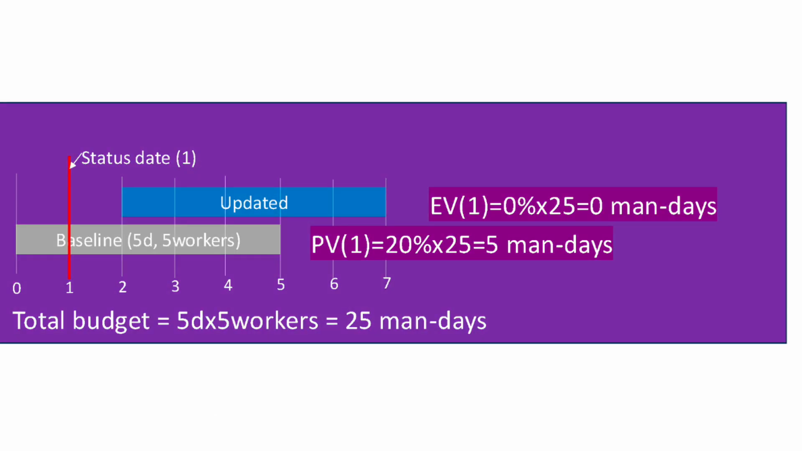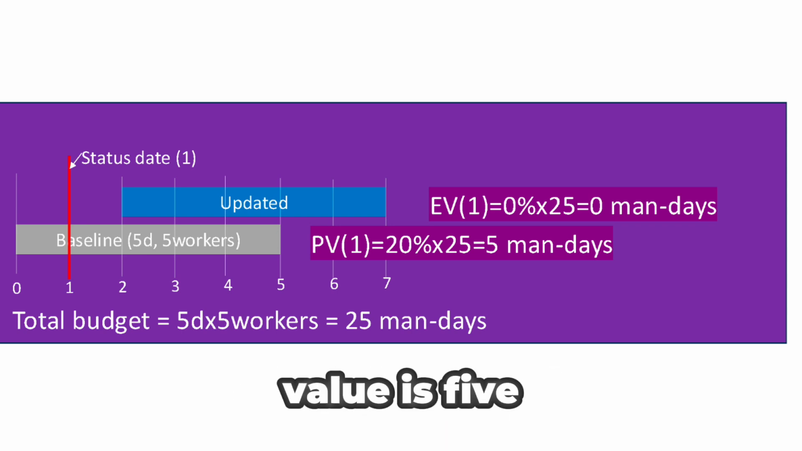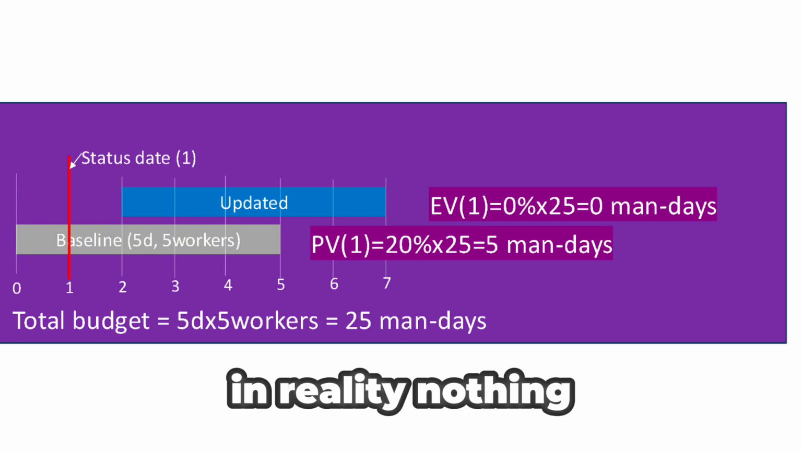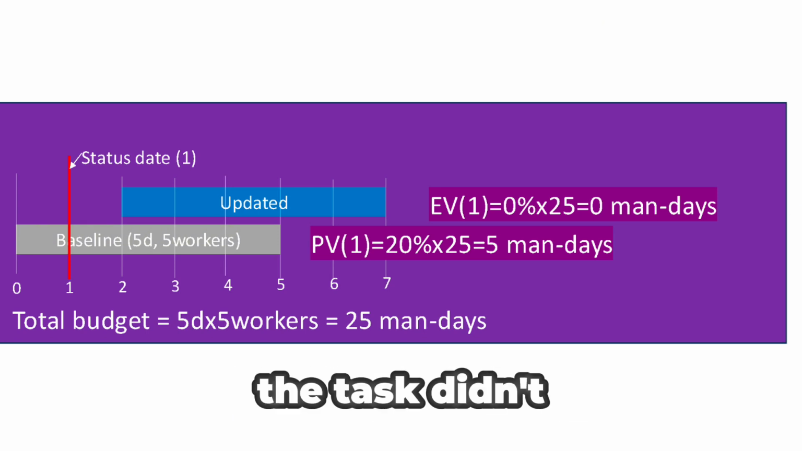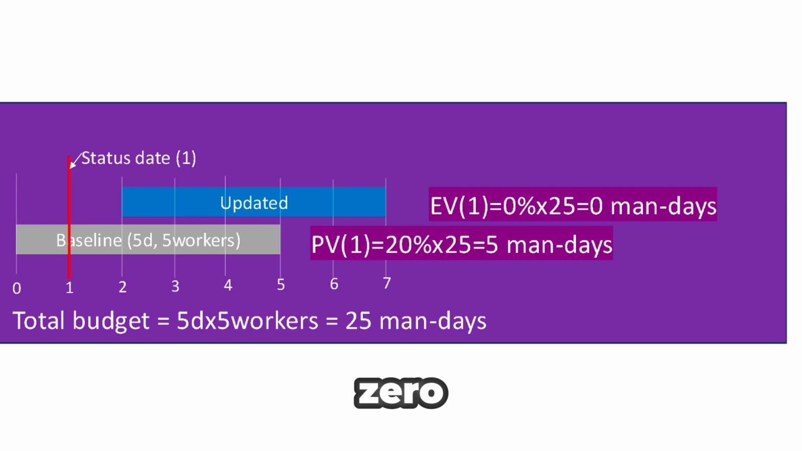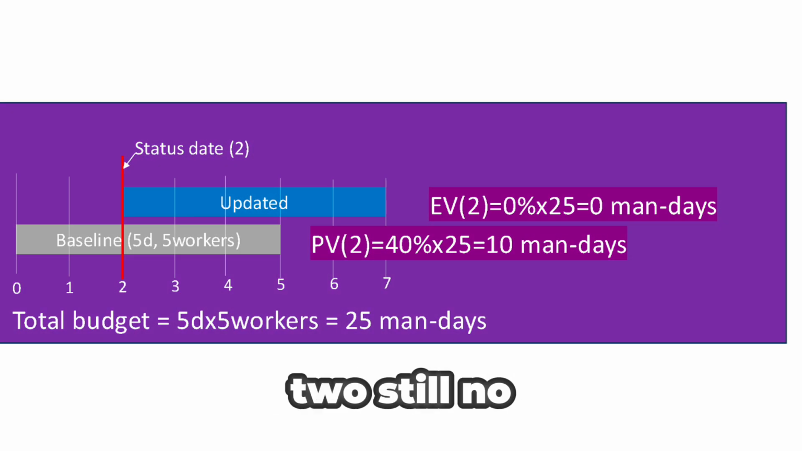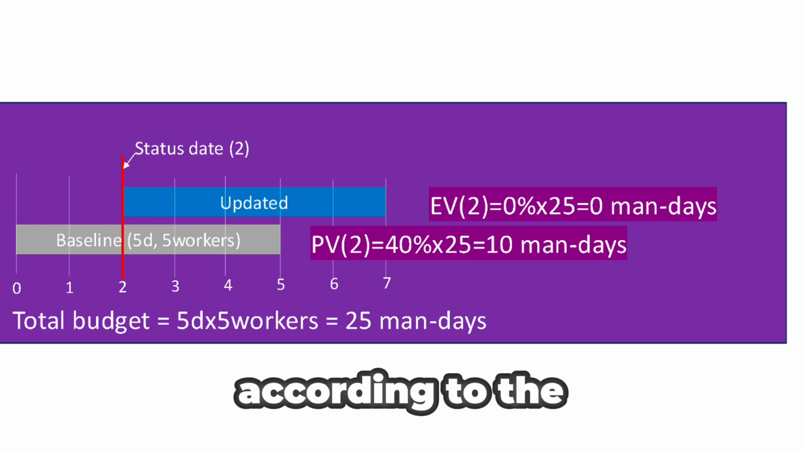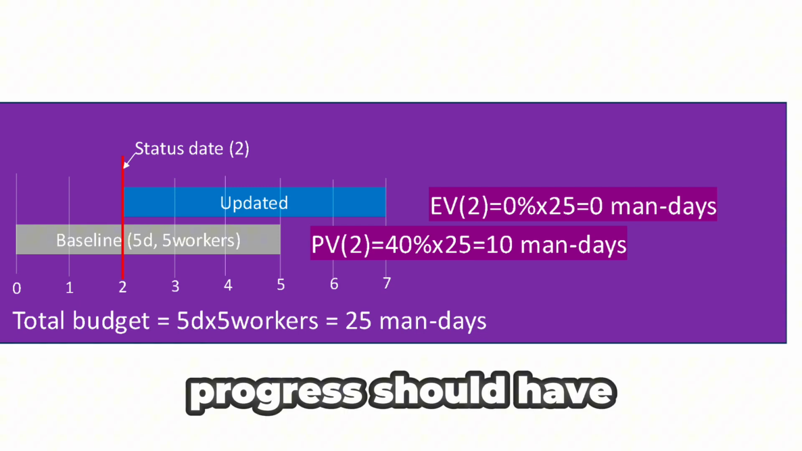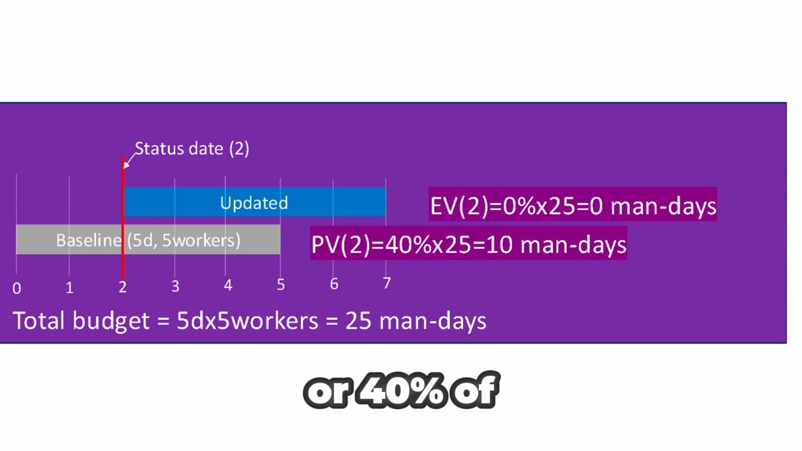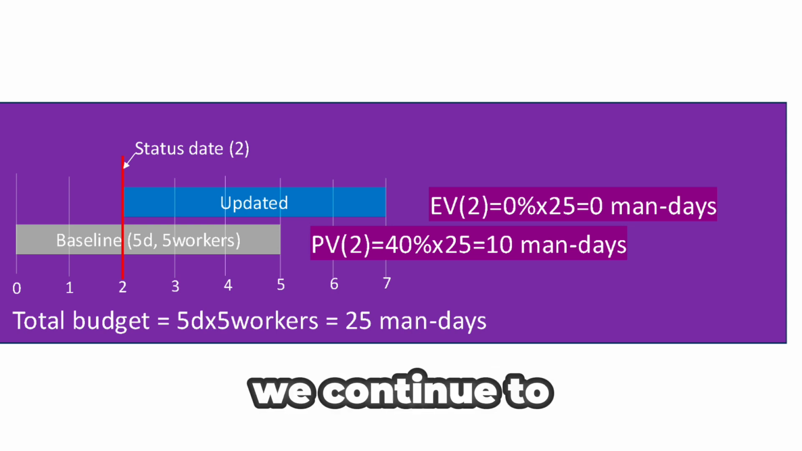On day 1, the plan says the task should begin, so the planned value is 5 man-days, representing 20% of the total budget. However, in reality, nothing happened. The task didn't start, so the earned value is 0. No work means no earned value, and we're already behind. Moving to day 2, still no work was made. According to the original schedule, 2 days of progress should have been made by now. That puts the planned value at 10 man-days, or 40% of the budget. We continue to have 0 earned value as the task still did not start.